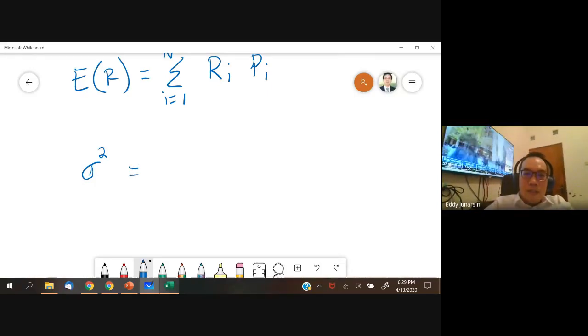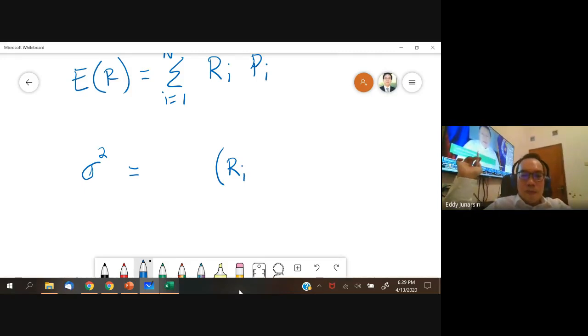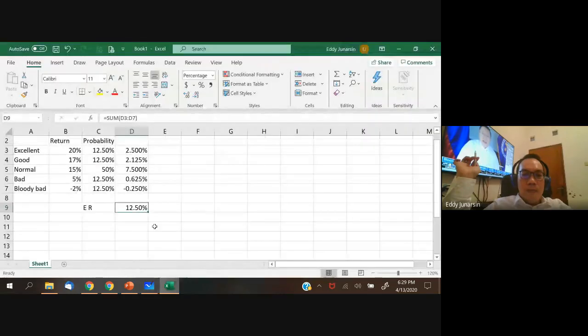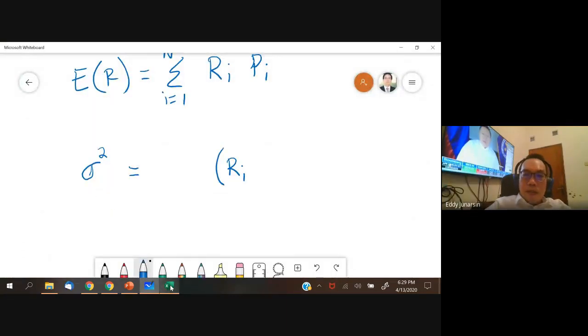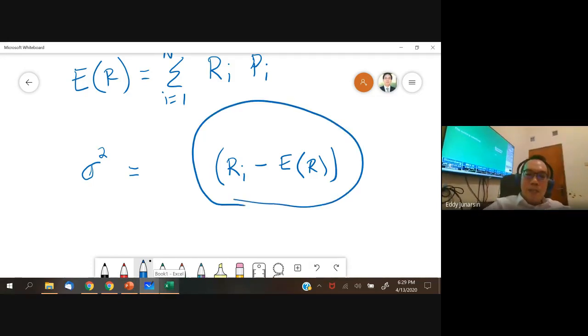And the variance, again, is the standard deviation squared. So deviation talks about, once again, deviation from the expected return. So we take each projected return, and in our example it would be 20, 17, 15, 5, and minus 2, right? Minus the expected return, right? So that's why we call it the deviation from the expected return.